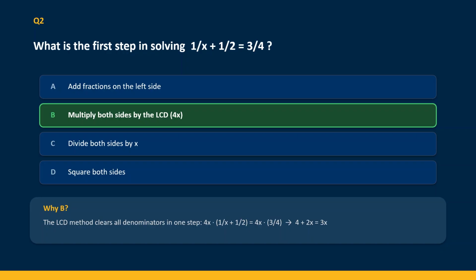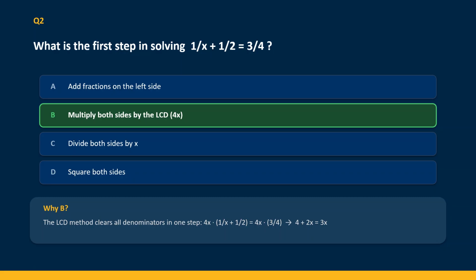The first step in the standard procedure is to multiply both sides by the least common denominator to clear all denominators simultaneously. In this equation, the denominators are x, 2, and 4, so the least common denominator is 4x. Multiplying through by 4x converts the rational equation into the polynomial equation 4 plus 2x equals 3x, which is straightforward to solve.